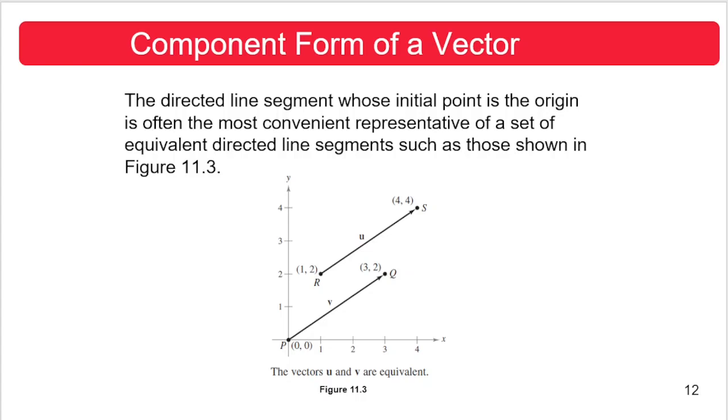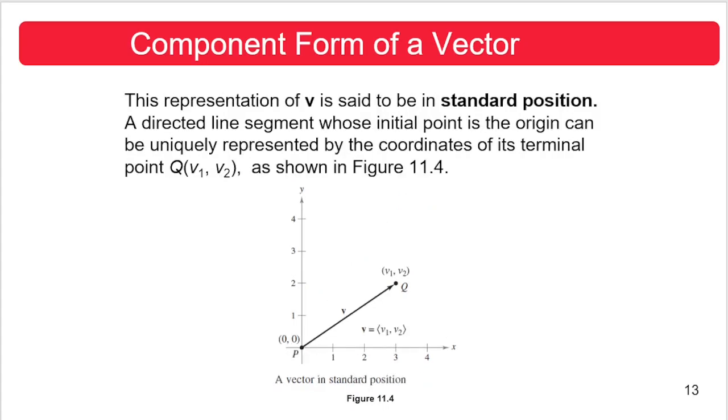The directed line segment whose initial point is at the origin is often the most convenient representative of a set of equivalent directed line segments, such as shown in this figure. So this representation of vector B is said to be in standard position. A directed line segment whose initial point is at the origin can be uniquely represented by the coordinates of its terminal point Q with coordinates b1, b2.